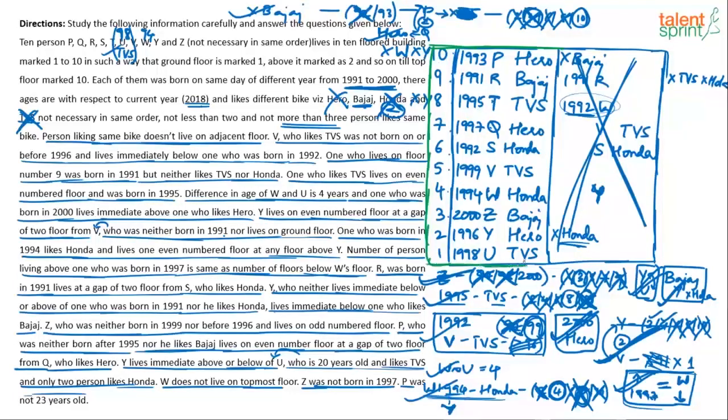So from floor number 1 to floor number 10, this is a sequence. The sequence of years is 98, 96, 2000, 94, 99, 92, 97, 95, 91, 93. The sequence of persons is U, Y, Z, W, V, S, Q, T, R, P. And the sequence of bikes is TVS, Hero, Bajaj, Honda, TVS, Honda, Hero, TVS, Bajaj, Hero.